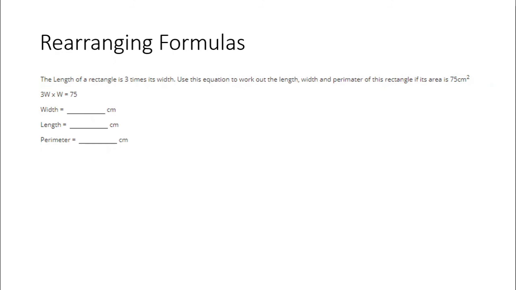Now, last one, rearranging this formula. Once again, I gave you the formula to try and make this easy for you, but you should know that if you're given the area of a rectangle, you need to write the equation for the area of the rectangle and then solve it. So I started you out with that equation. Being told that the length of the rectangle is 3 times its width, well, this is the length, which is 3w, and use this equation to work out the length and width and perimeter of the rectangle.